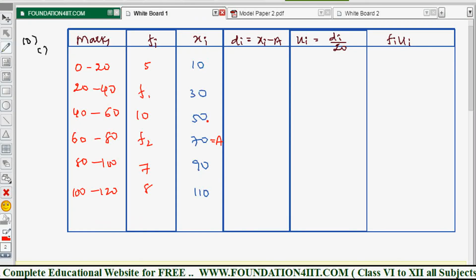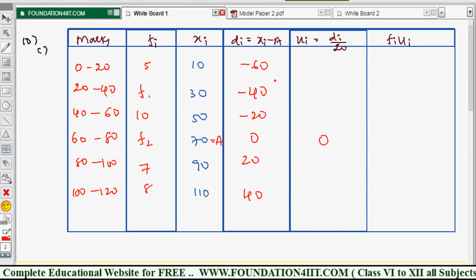So 10 minus 70 is minus 60. And 30 minus 70 is minus 40. 50 minus 70 is minus 20. 70 minus 70 is 0. And again 90 minus 70 is 20. 110 minus 70 is 40. This is the deviation.